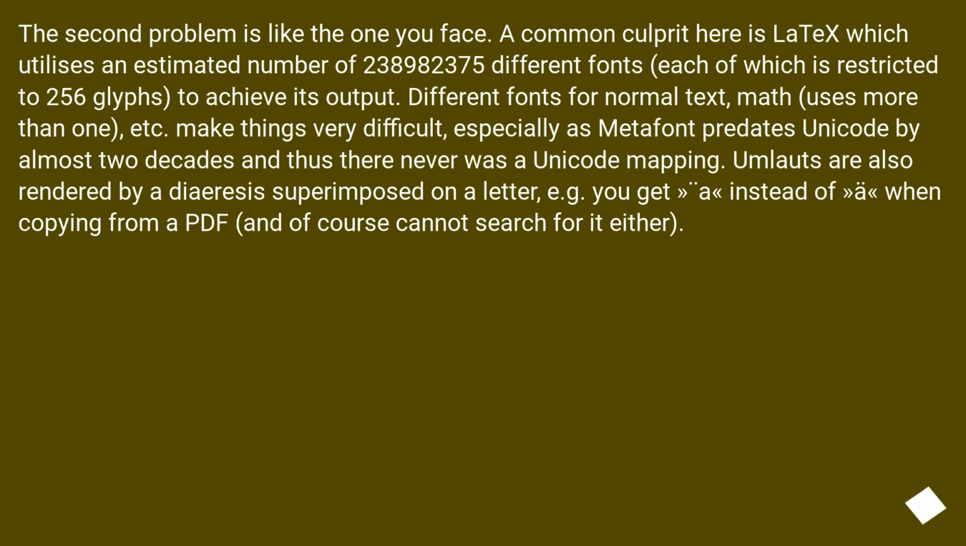The second problem is like the one you face. A common culprit here is LaTeX, which utilizes an estimated number of 238,982,375 different fonts, each of which is restricted to 256 glyphs, to achieve its output. Different fonts for normal text, math, italics, etc. make things very difficult, especially as Metafont predates Unicode by almost two decades and thus there never was a Unicode mapping. Umlauts are also rendered by a diaeresis superimposed on a letter. For example, you get a diaeresis and A instead of ä when copying from a PDF, and of course cannot search for it either.